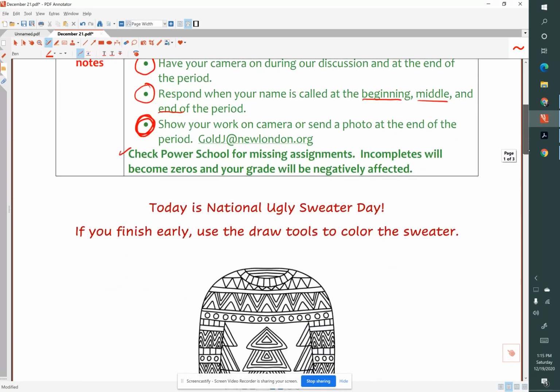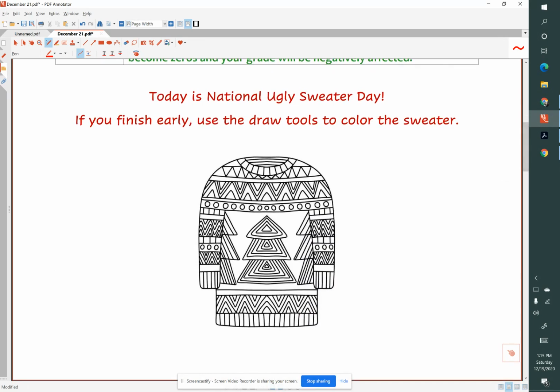So we've got today National Ugly Sweater Day. So I'm going to go ahead and start coloring this sweater. And, you know, some people think these sweaters are beautiful. Some people think they're ugly. But you know what? Beauty is in the eye of the beholder.